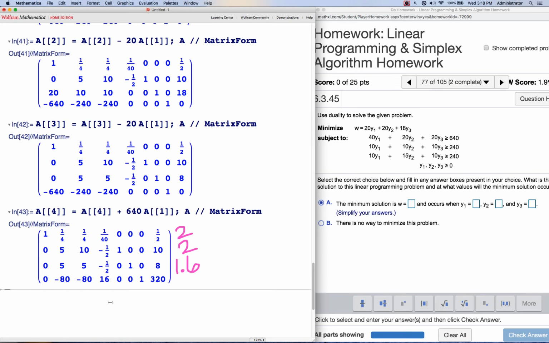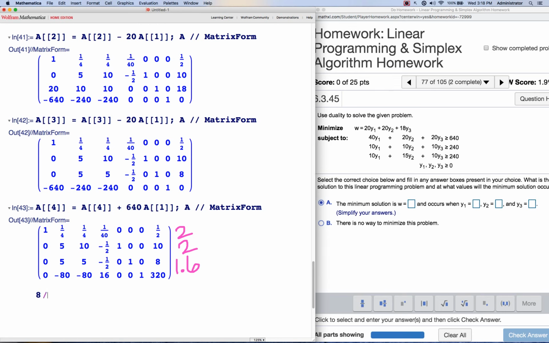Let's see. 8 divided by 5, 1.6. Okay, so the minimum ratio occurs right here, which means I'm going to pivot right over there. Okay?